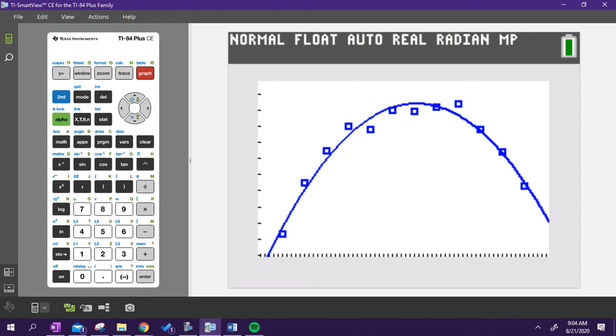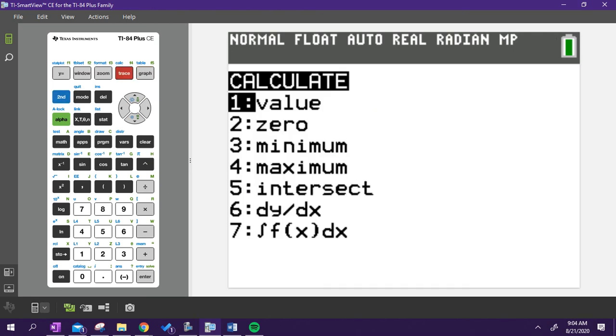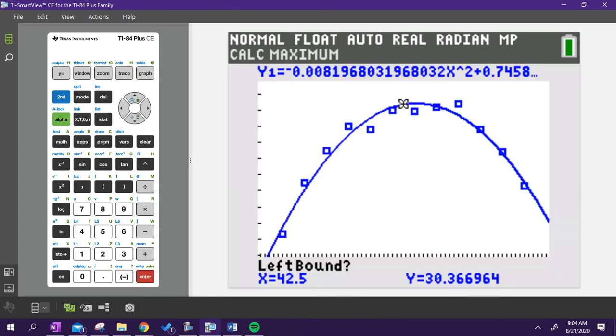All right, so what I'm going to do is I'm going to go second, calculate. Which one of those do you think I'm going to find? The maximum. So let's go down to number 4, maximum. I'm going to move my cursor. This is where I think the peak is, like right in here. But I'm going to move to the left a little bit just to make sure I'm to the left.